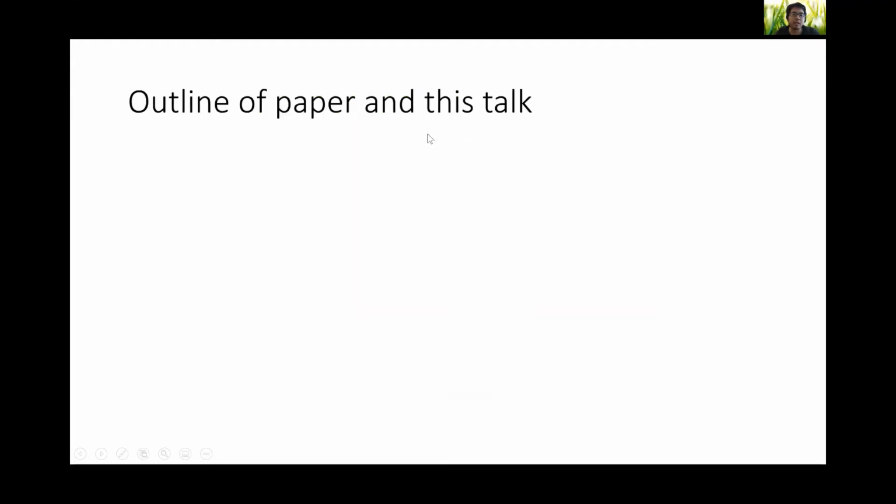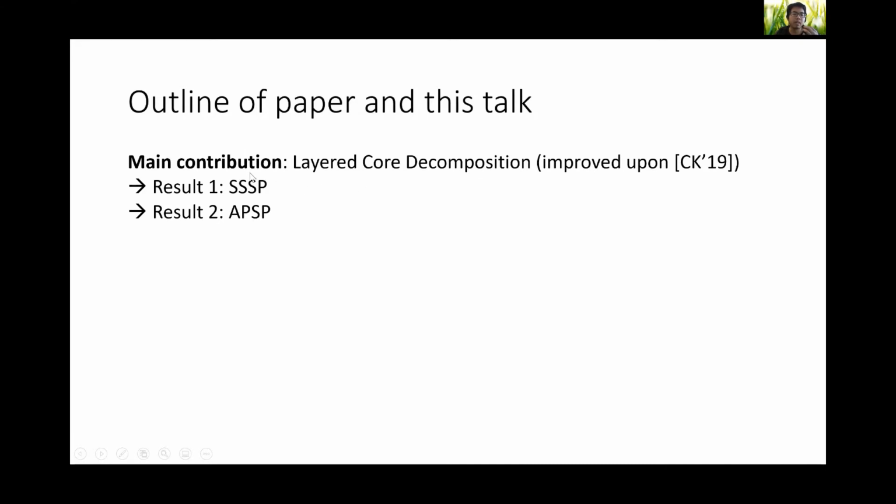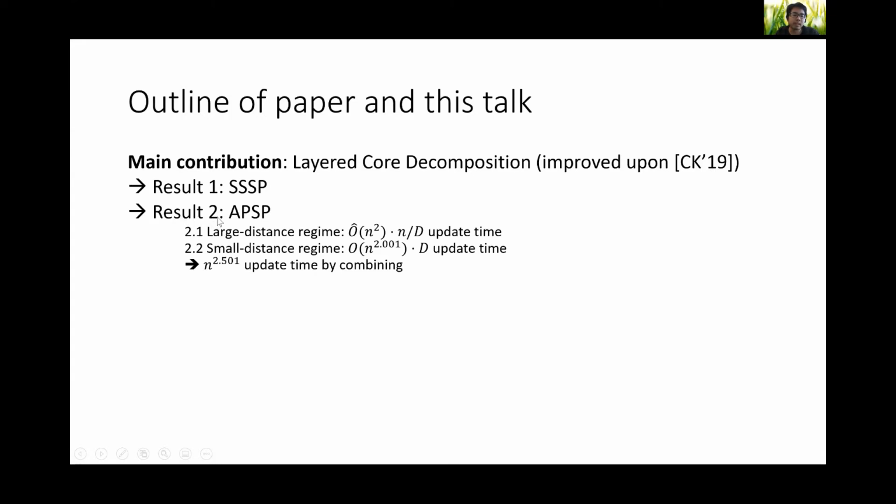Now the outline of the paper and of this talk: the main core of the paper is something called layered core decomposition. This is what we improve upon from the previous work, and it gives us both of our two main results. The second result on all pairs shortest path is actually a combination of two algorithms, one for large distance and another one for small distance. That is, if you want to support queries for all pairs that have distance around D, one of the algorithms is faster for large D, another one is faster for small D. By combining both of them, you get the time that we claimed, something like n to the 2.5, but a bit slower.